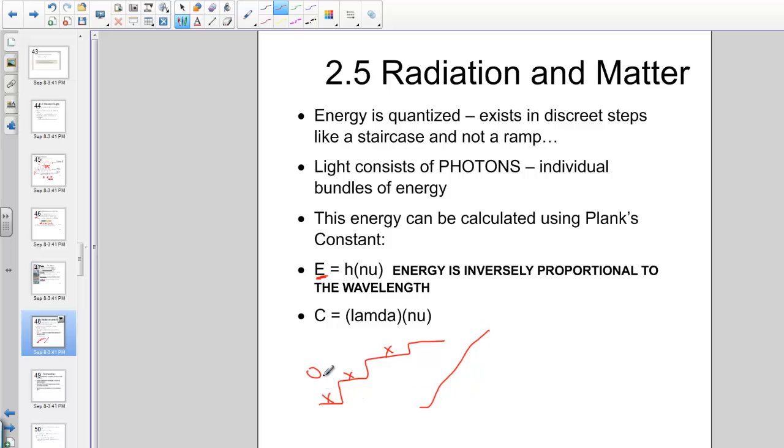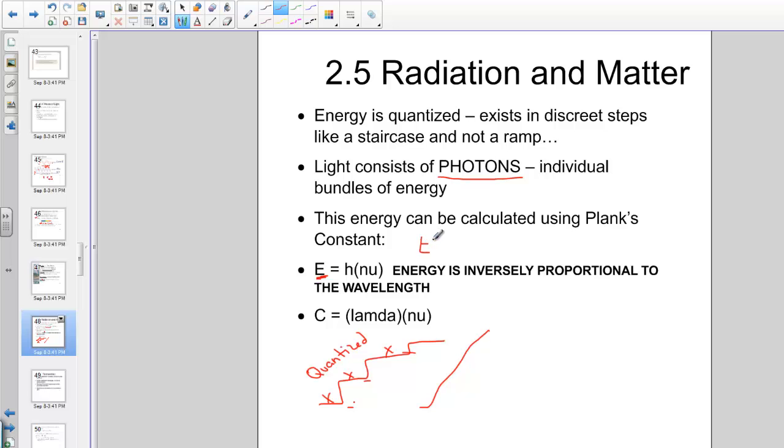This is quantized. Let me write that word, this is quantized energy, very discrete steps. In light energy, these discrete steps are known as photons. Photons of energy, little packets or bundles of energy that are emitted with a certain wavelength and a certain frequency.